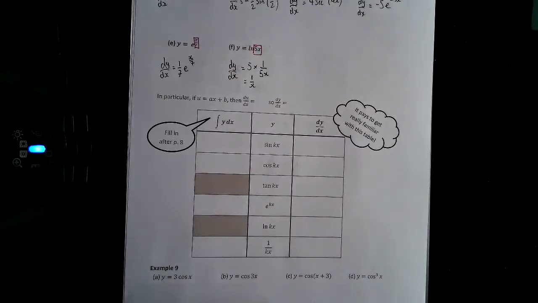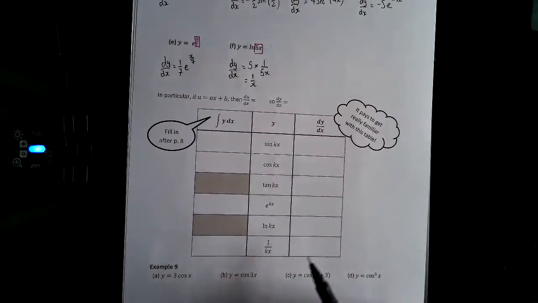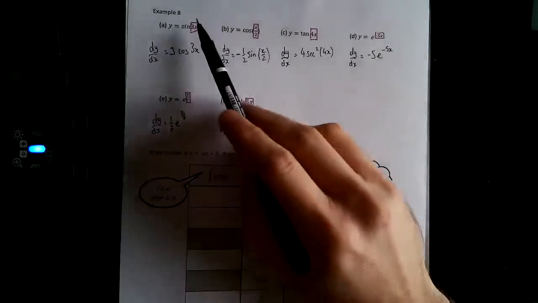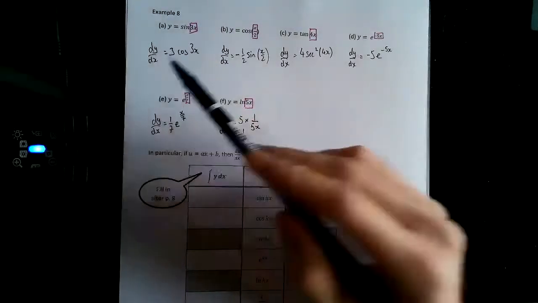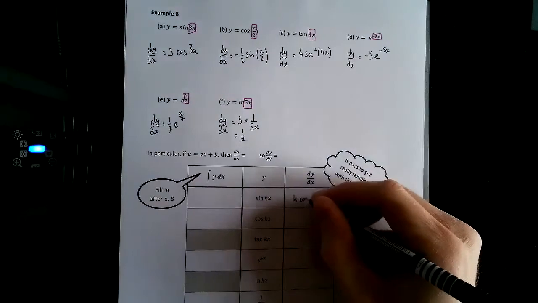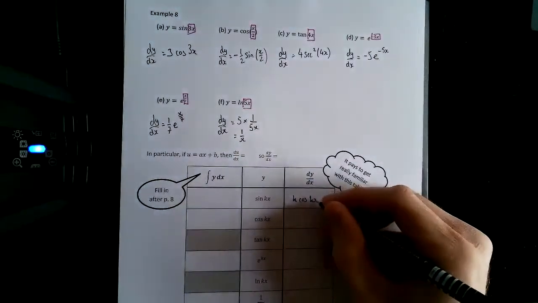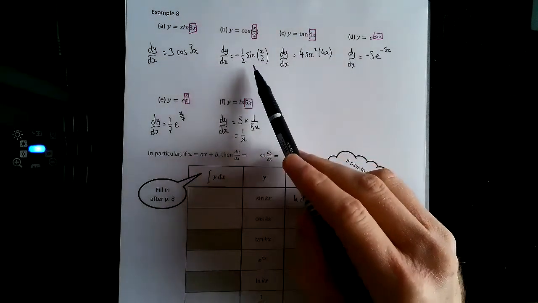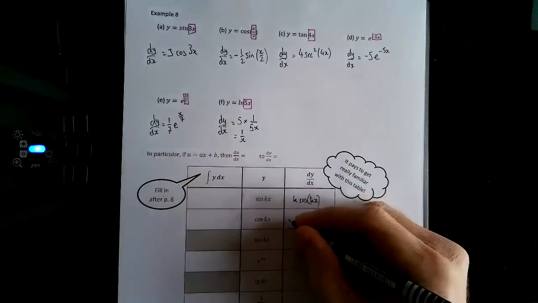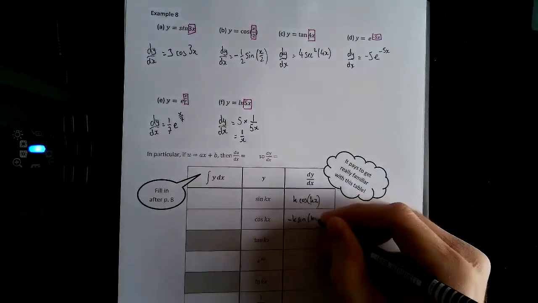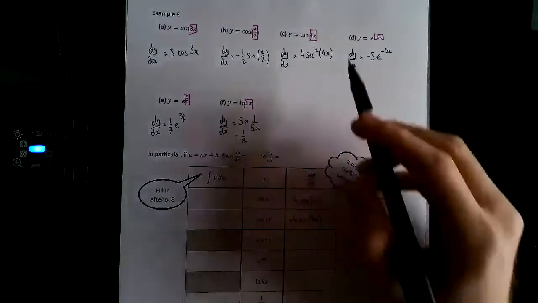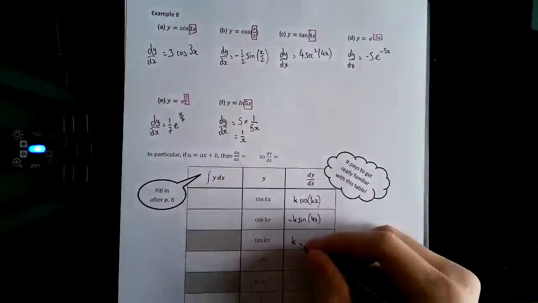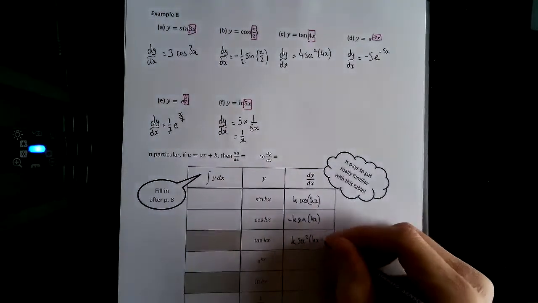Now, if these are my y's, then hopefully by the exercises above, you can just spot that when there was sine kx, the k went to the front. So it's just k, and sine went to cos, and the angle stayed the same. When it was cos, it changed to minus sine, with the k at the front. So it's minus k sine kx. When it was tan, the k, which was 4 in this case, went to the front, and tan changed to sec squared kx.